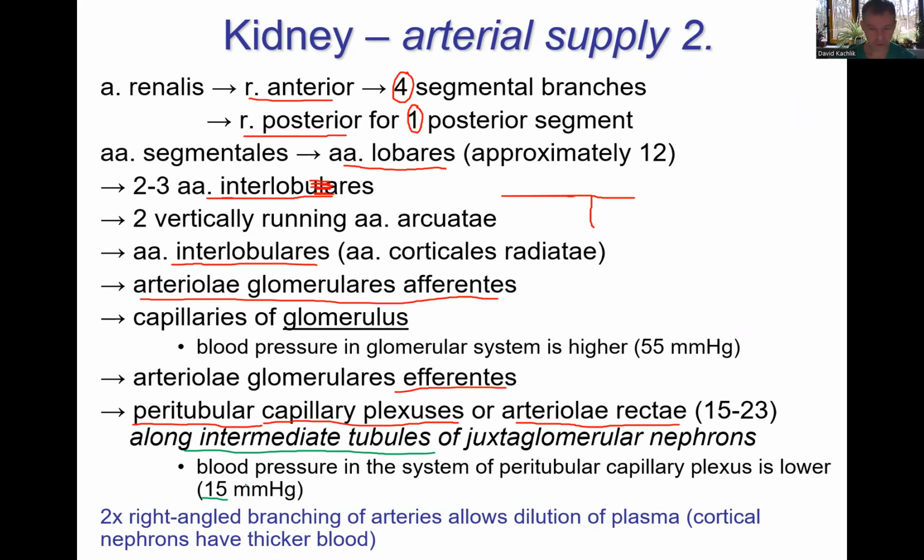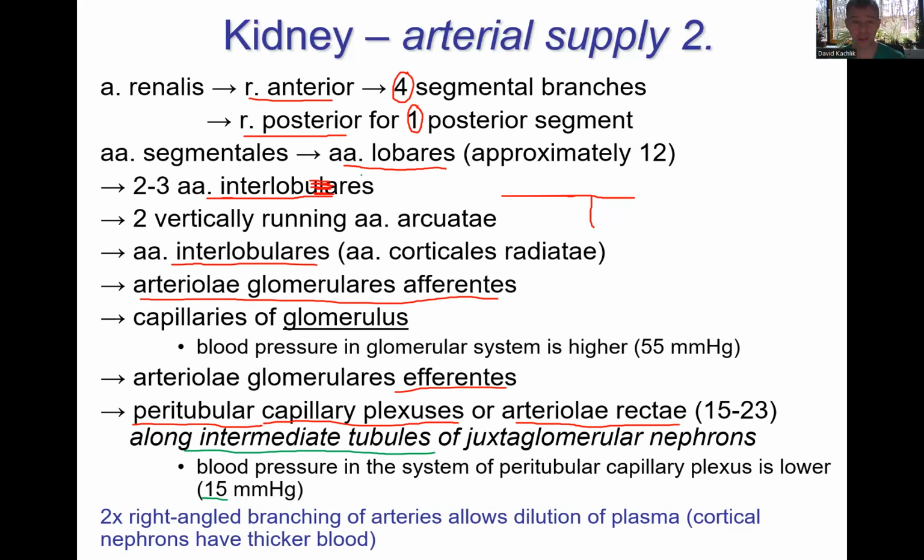And it's also important that we cannot get erythrocytes into these straight vessels. If an erythrocyte is here, the problem is that there is a different concentration of ions, and the erythrocytes would accept too much fluid and would burst. That's why we need to dilute the plasma and get rid of erythrocytes here. That's why we have the right angle branching here twice.